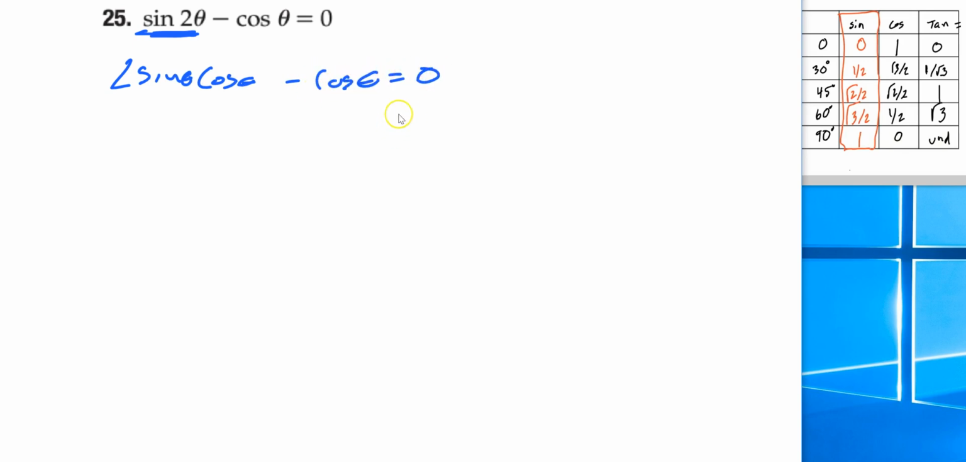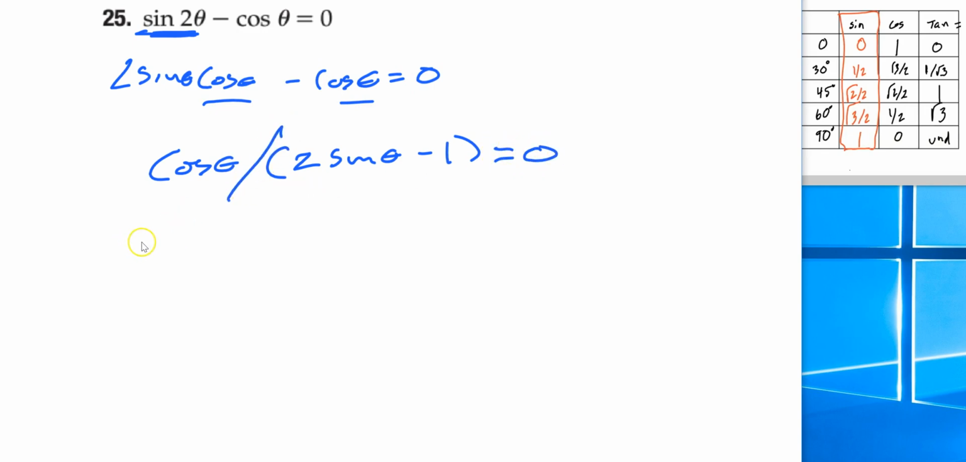Now we're going to solve like normal, right? So it's more than one function, so we say it equals 0. We factor. These both have a cosine. You're left with 2 sine theta minus 1. Again, all I do is factor it out. So remember, if there's more than one trig function, say equal to 0, and then factor.